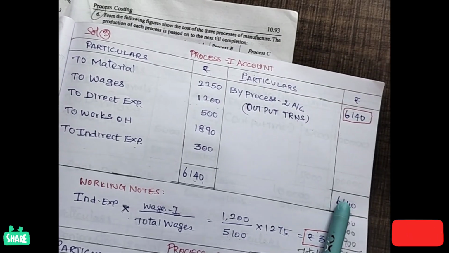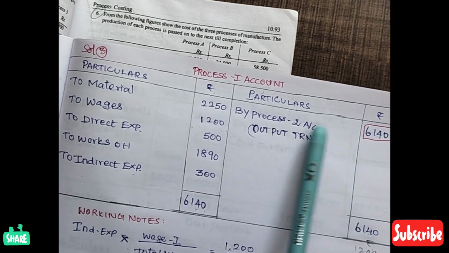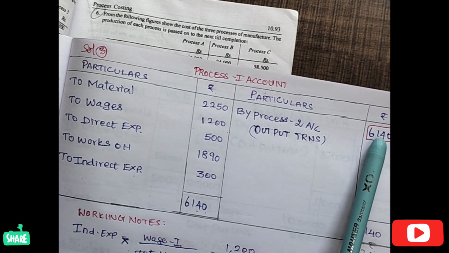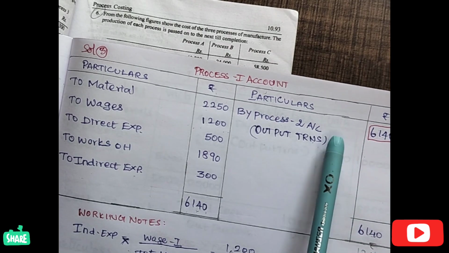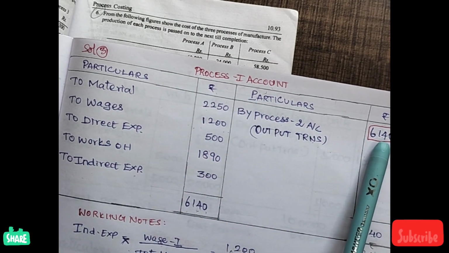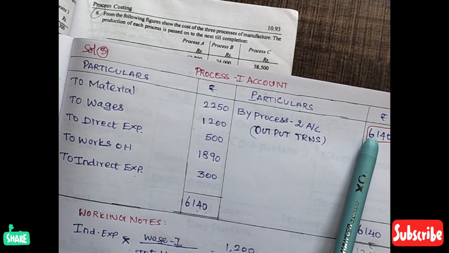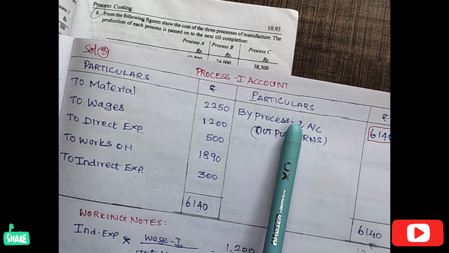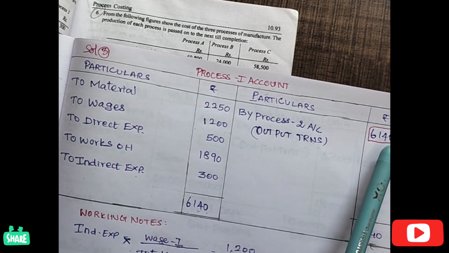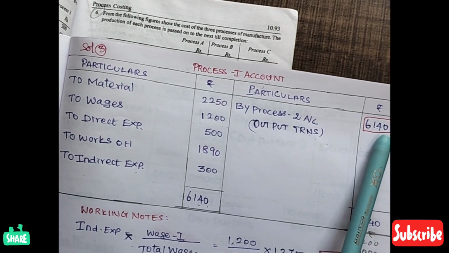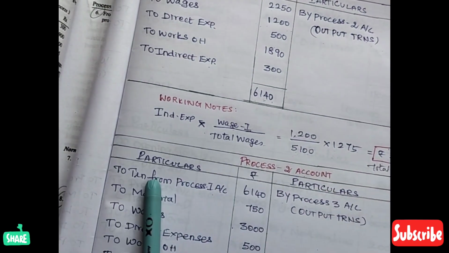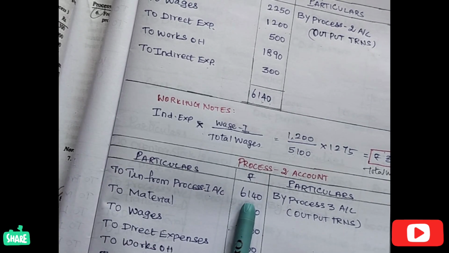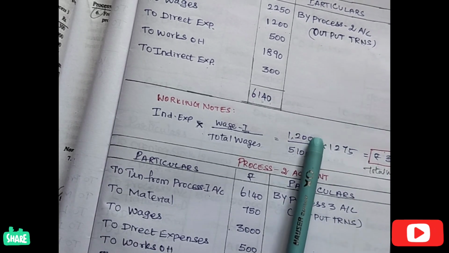Enter on both sides as the total. After entering the total, on the credit side we don't have any values. So the balancing figure is 6,140, which means this is the output. At the end of process 1, we got the output. That output value is 6,140. Against this, you are going to write by process 2 account, which means that the output of process 1 will be transferred to input of process 2. Got it? So process 1 completed.